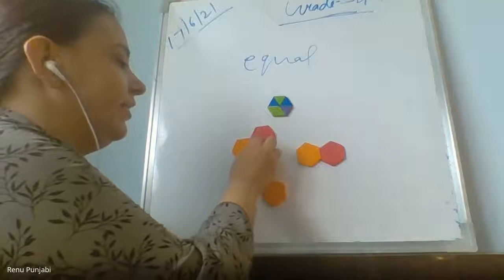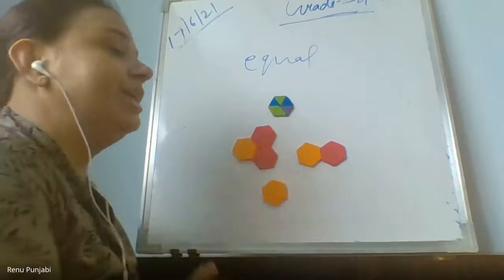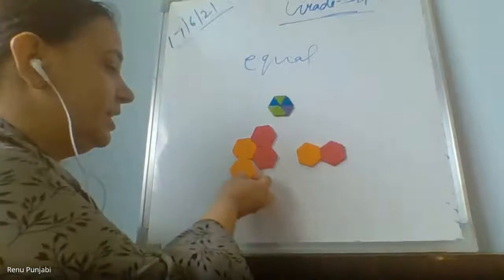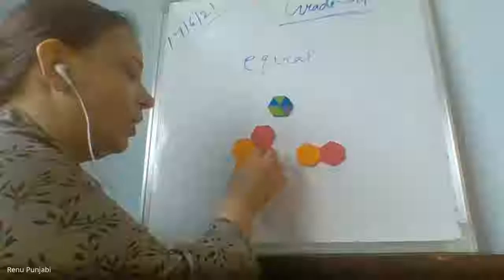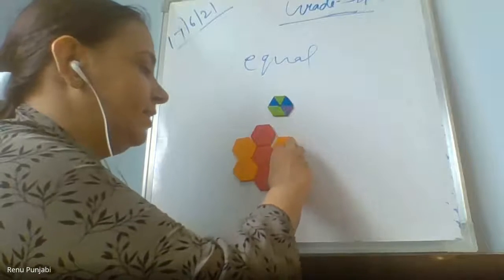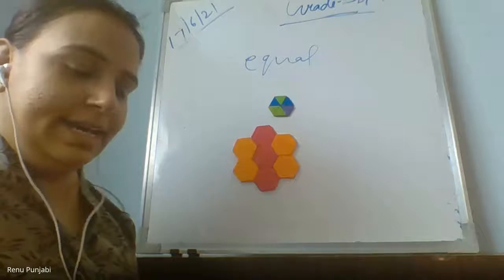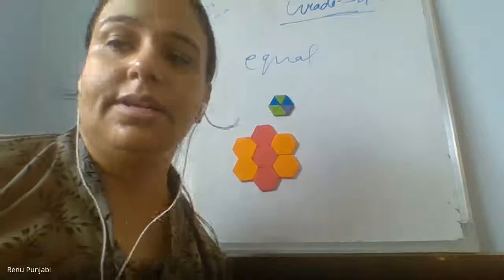Always remember, when they are meeting at the center point, they make a 360-degree angle. They are making a 360-degree angle here. The complete angle is coming here. There is no gap in between. Yes or no? Can you see the pattern created here with the hexagons? Yes, ma'am. So tiling is basically creating a pattern with the different shapes with no gaps. Okay. Yes or no, students?